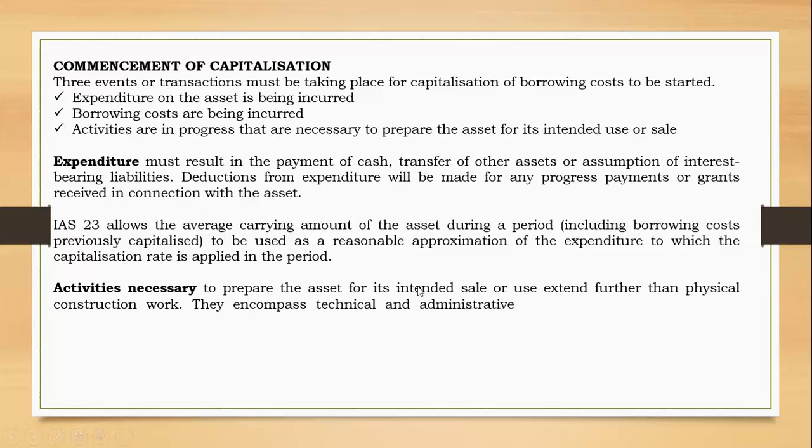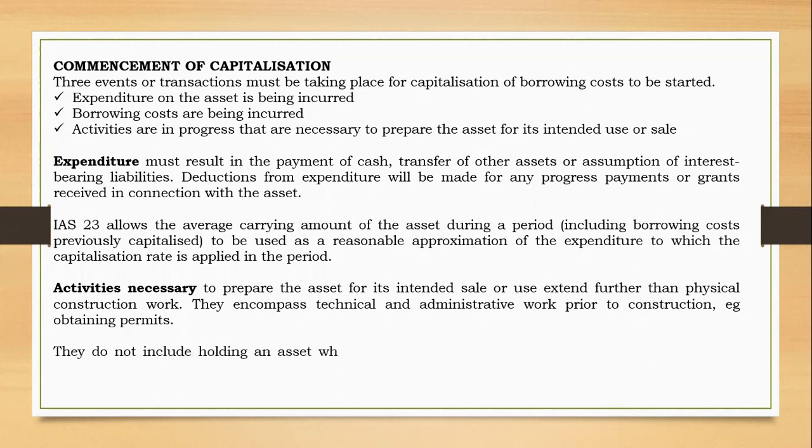And this one is what we're just trying to speak of. Now, activities necessary should not necessarily mean physical construction of assets. These activities actually could be technical or administrative work prior to construction, for example, obtaining work permits. So when I'm just trying to obtain a work permit to construct this one, we say that activities are necessary. So you can just continue capitalizing, no problem with that.